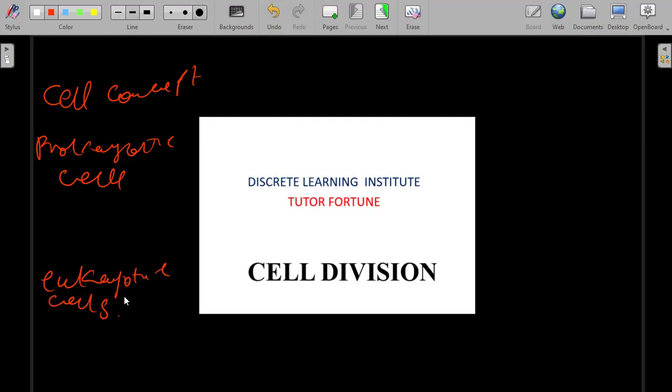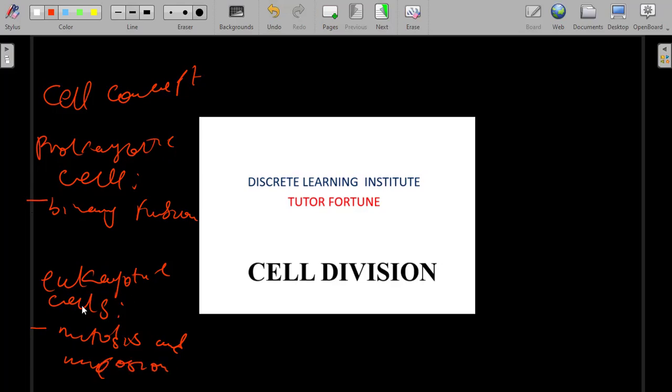So we said these two types of cells are able to divide and give us new daughter cells. And we made mention that prokaryotic cells are able to divide through what we call binary fission. Then eukaryotic cells are able to divide through mitosis and meiosis. So these are the types of division which happen in prokaryotic cells and eukaryotic cells.